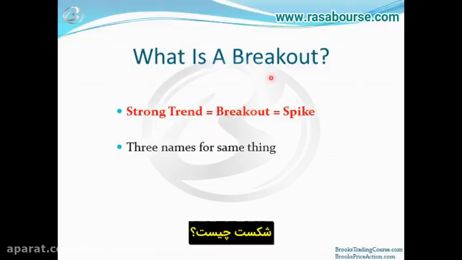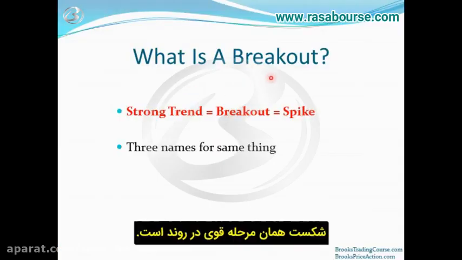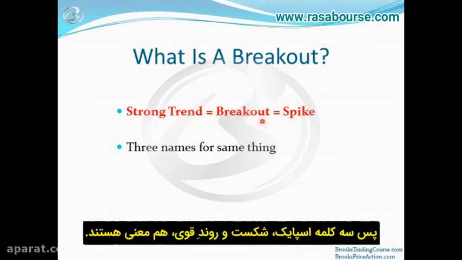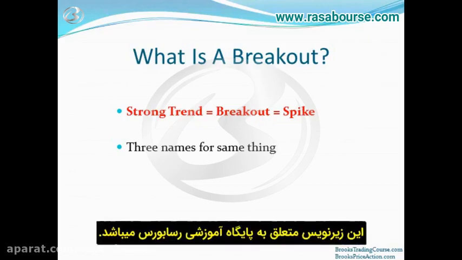So what exactly is a breakout? It is the strong phase of a trend. A trend can either be in a spike, which is also a breakout and a strong trend, or it can be in a channel. These three terms, spike, breakout, and strong trend, are three different phrases to describe the exact same thing.